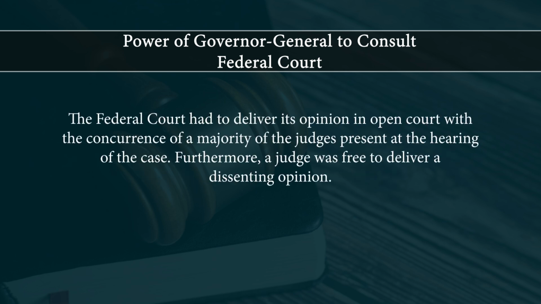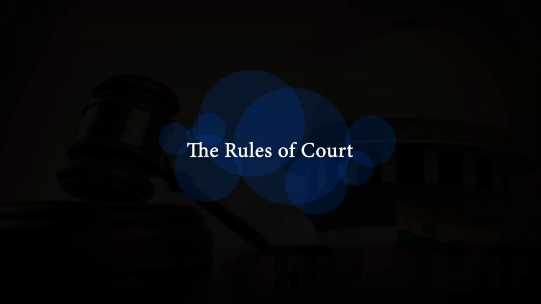The Federal Court had to deliver its opinion in open court, with the concurrence of a majority of the judges present at the hearing of the case. Furthermore, a judge was free to deliver a dissenting opinion. With regard to the rules of the court, the Federal Court was empowered to make rules of court with the approval of the Governor General for the following purposes.